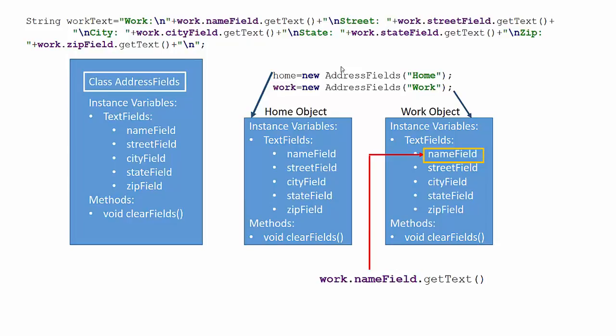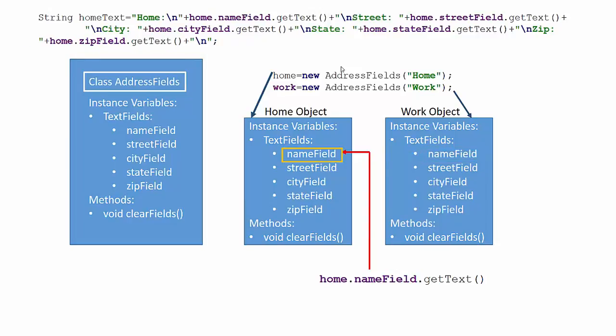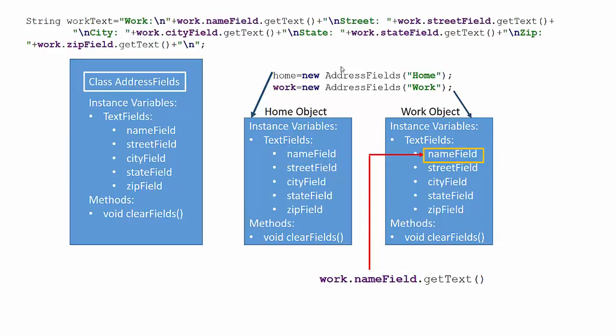You create a class that's your framework, laying out how all of the data is going to be stored and how all the methods are going to be used. Then when we create our objects from it, home and work, or vacation home, or secondary work, you can create as many address fields as you want from this class. Each one of them gets their own unique box somewhere off in memory that stores unique copies of all of the variables we created in the class. And then we can access them independently, like this, home.nameField and work.nameField.